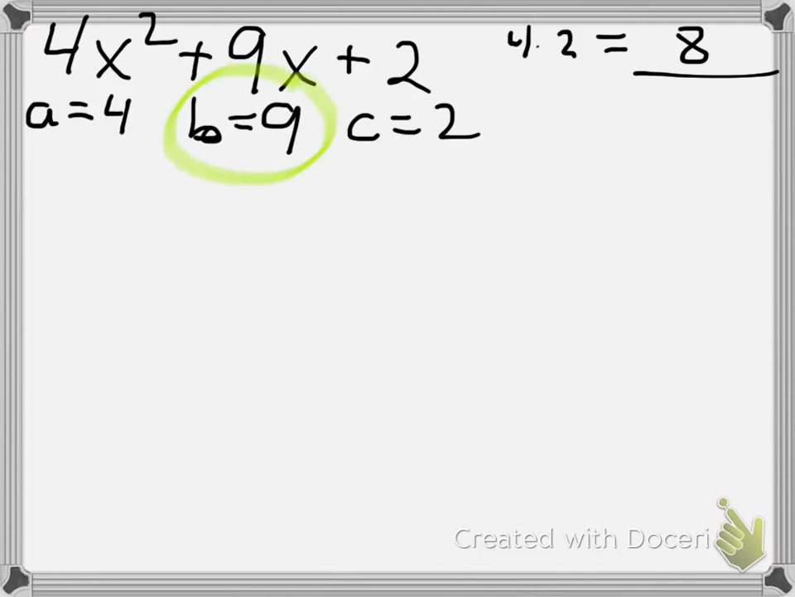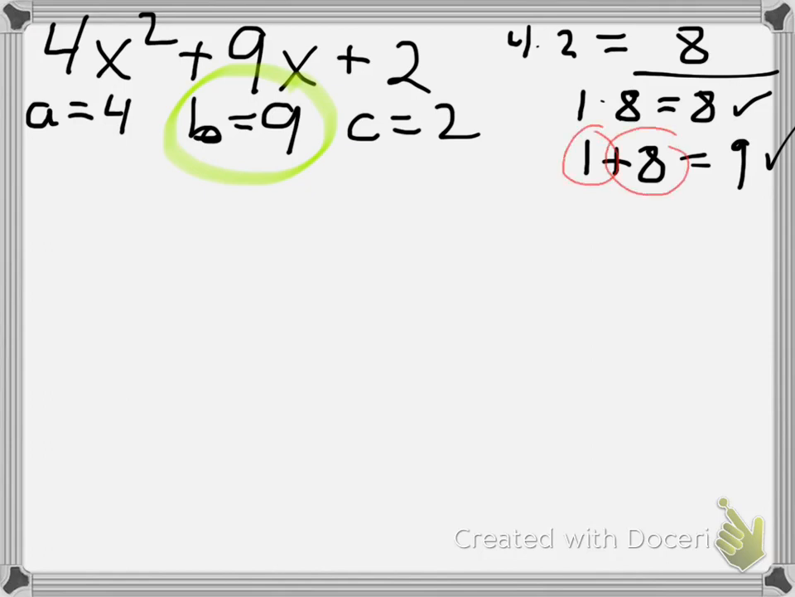Okay, so let's check the first factors of 8. 1 times 8 equals 8. Does 1 times 8 equal 8? Yes. What is 1 plus 8? It's 9. Oh, we've already solved the thing. We don't have to do all this. That first one made it nice. It worked out nicely. So we're going to use 1 and 8.